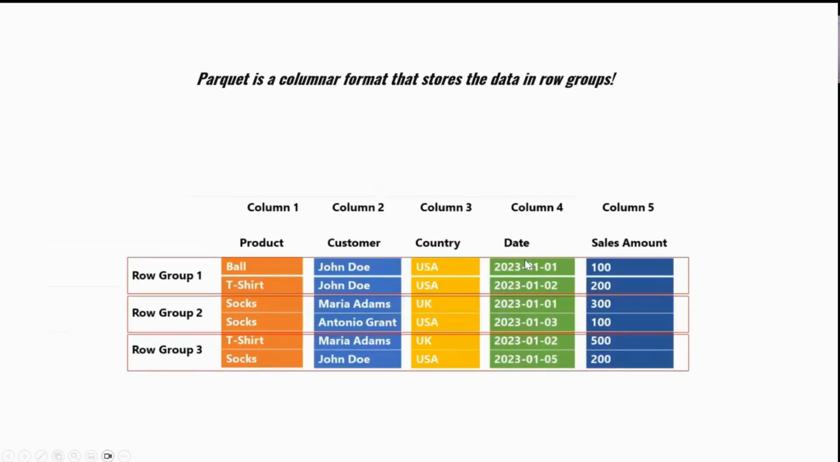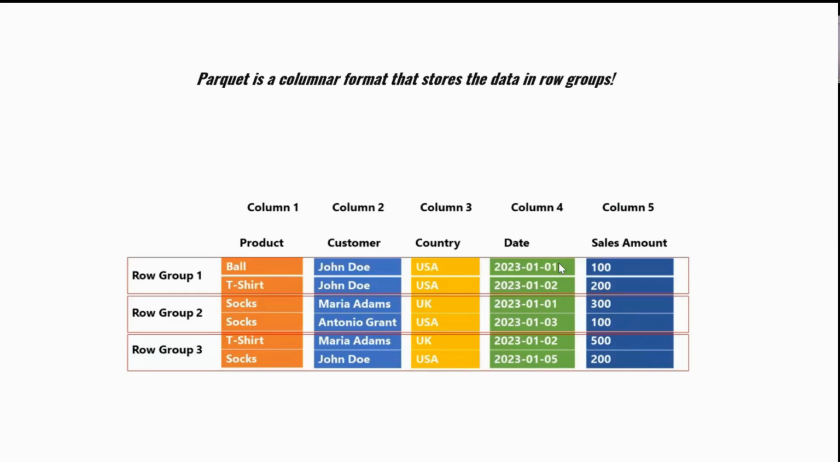But in case of the Parquet file, which is a columnar format that stores data in row groups, correct? I can see that Maria Adams is present in row group 2 and row group 3. Hence, I was able to skip one row group. Now, how did I skip that row group? Because of the metadata that is present.